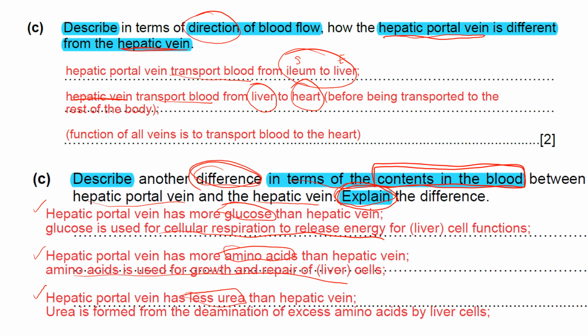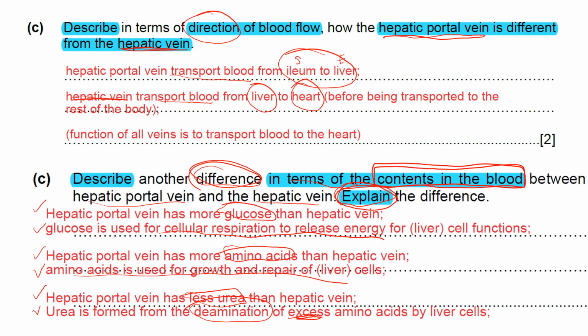And lastly, this one is opposite. The liver performs deamination, which is the function of the liver. And because of the deamination of excess amino acids, the liver will send out more urea than normal through the hepatic vein. So that's why the hepatic vein has more urea than the hepatic portal vein. You can see in my answer, the second tick in all three examples is the explain.